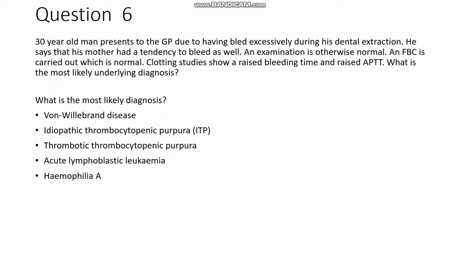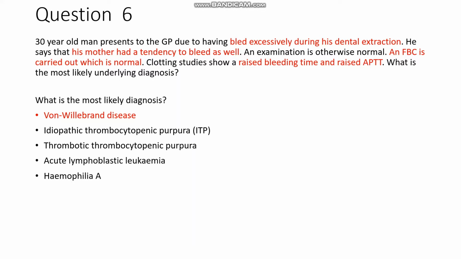So here the most likely underlying diagnosis is von Willebrand disease. So let's just break down his history again and find out why it's likely von Willebrand. Okay, so we can see the first thing that this is likely a bleeding disorder because he's bleeding excessively at the dentist. But he's not bleeding elsewhere, so we can tell that this isn't a very, very significant bleed. It's just something that happened at the dentist. We find out that his mother had a tendency to bleed as well.